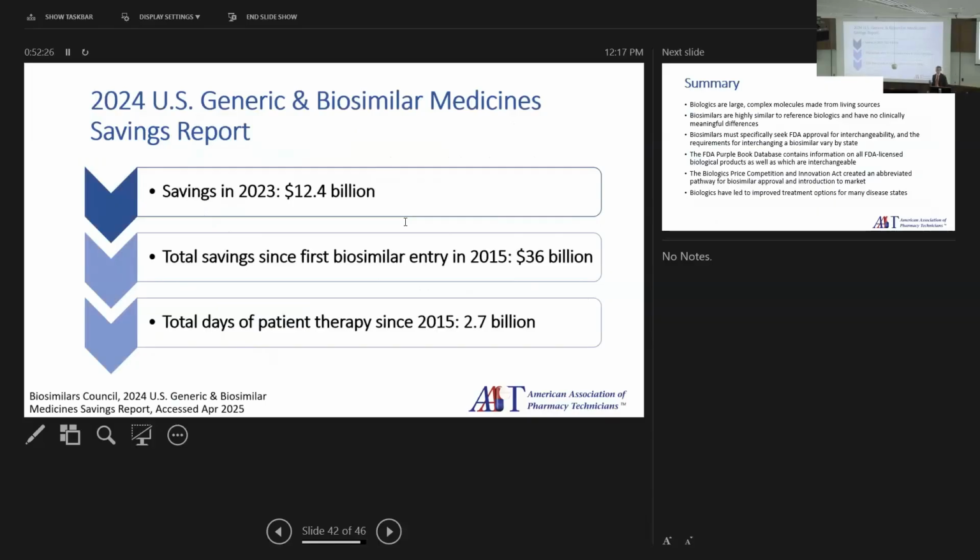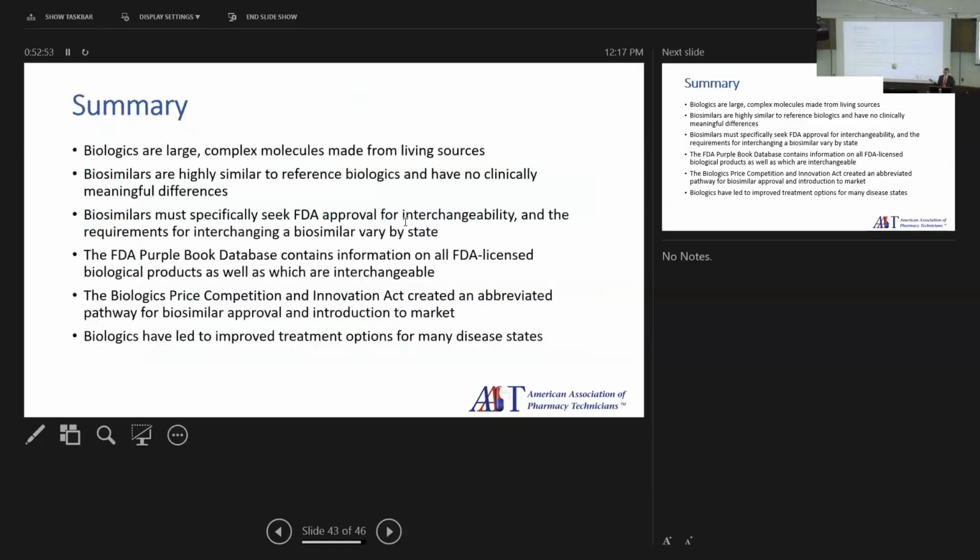Savings in 2023 from biosimilar medicines was $12.4 billion in that 1 year alone. The total savings since the first biosimilar entered the market in 2015 is $36 billion, and a total days of patient therapy from biosimilar medicines has been $2.7 billion. So pretty significant impact on our patients and the cost savings for them and our healthcare system in just a short period of time.